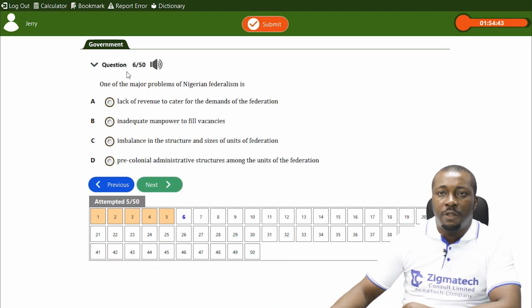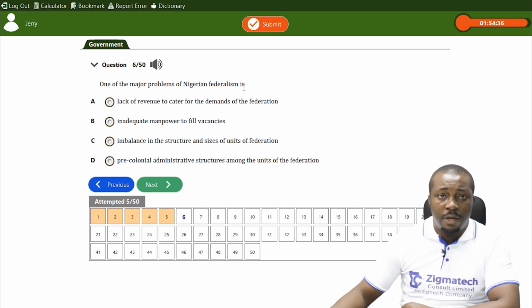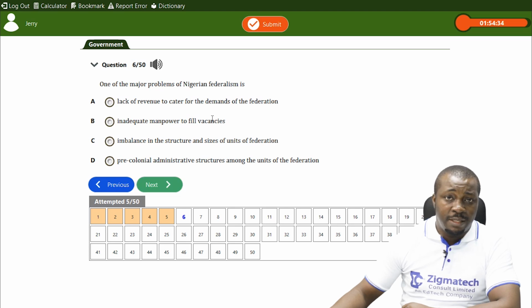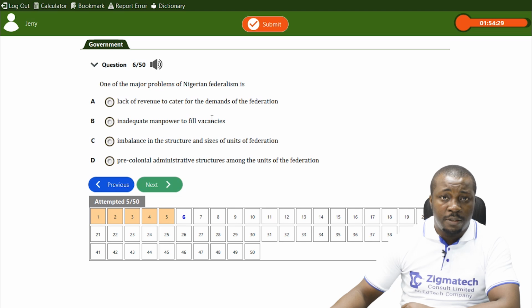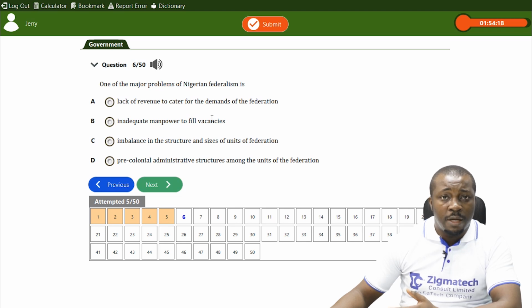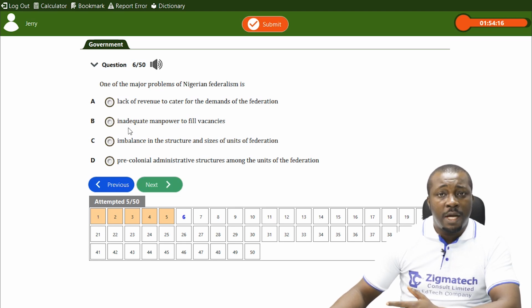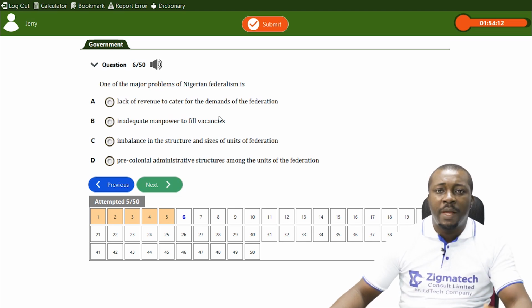Now, this question says, one of the major problems of Nigerian federalism. This question tests your knowledge of Nigerian federalism, and especially with reference to the problems of Nigerian federalism, which include revenue allocation, problem of minority, and the police, over concentration of powers at the central government. Then we have imbalance structure of federal system and others.